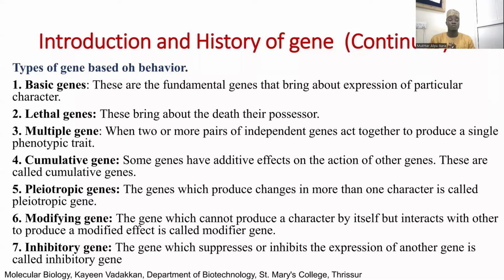And then the next thing after multiple genes is cumulative genes. Cumulative genes are genes that have additive effects. When they come together, when they sum themselves together, they influence the action of other genes. So some genes have additive effects on the effect of other genes. They add themselves together and then cause the actions of other genes. These are called cumulative genes.